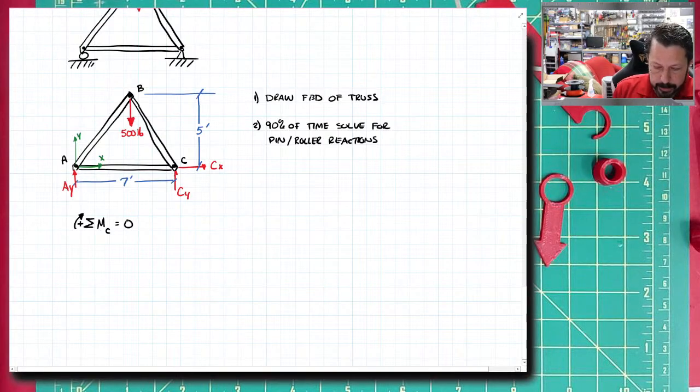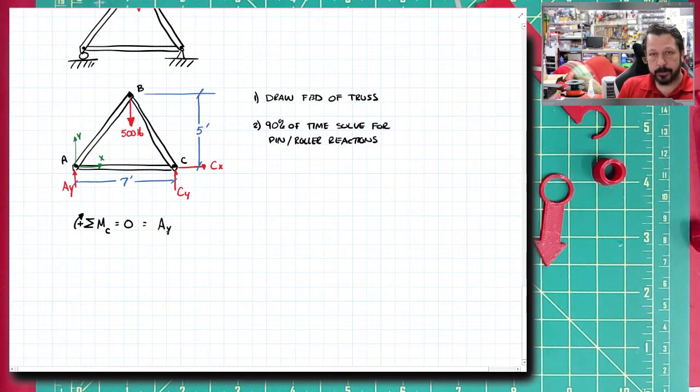All right. So here, CX and CY, obviously they're called C because they're at point C, so their lines of action go through point C, so they don't create moments about point C. So I can leave those out. So I'm only left with AY and the 500 pounds. So let's do AY.